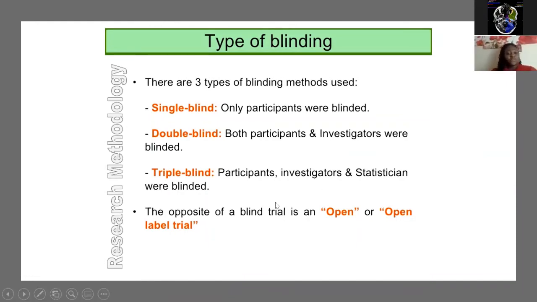Of course, the opposite of a blind trial is an open label trial. In that, you're just saying, oh, this is Remdesivir, we're giving it to you. So that one is an open label trial. And with that, there's more risk of bias than with the double blind.